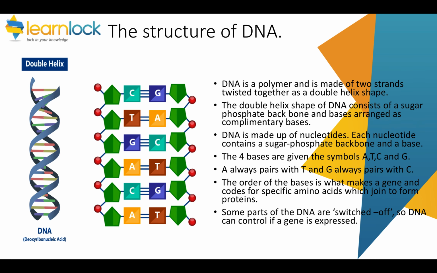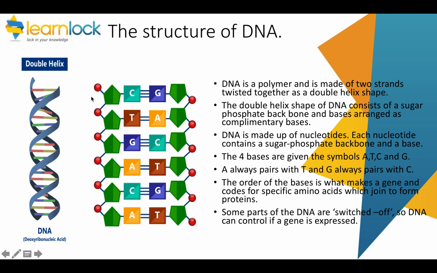So what does DNA look like? Well, DNA is a polymer and is made of two strands twisted together in a double helix shape, as shown here. Within that structure, you have a sugar phosphate backbone and bases. The bases match up accordingly. So, A base always matches with T base, G base always matches with C base. These bases stand for cytosine, guanine, adenine, and thymine.